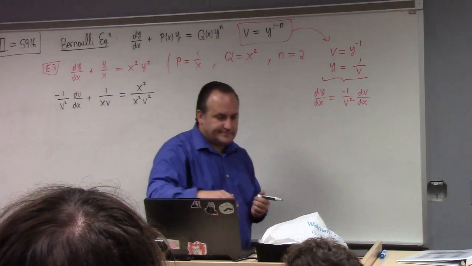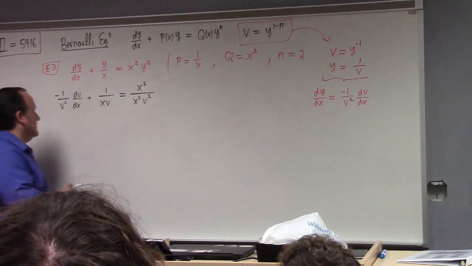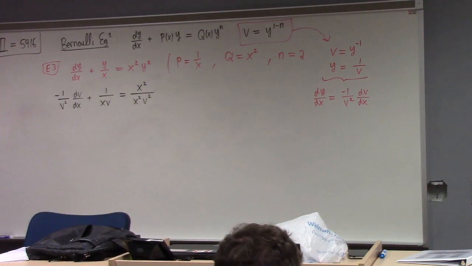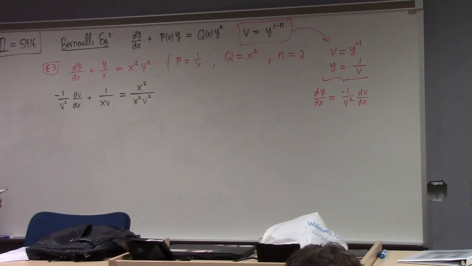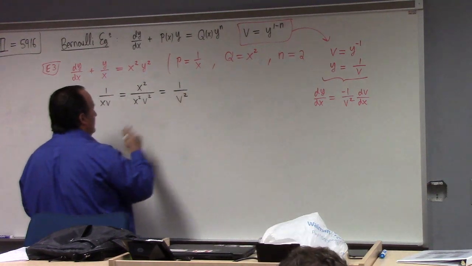Thoughts? Yes. Prayers? What? Yes. Oh, prayers. Okay. No. Yes. There's a yes. How? The x squared on the numerator and denominator cancel out, so you get 1 over v squared. Okay. I'll allow it. Cool. Yeah. Now what?